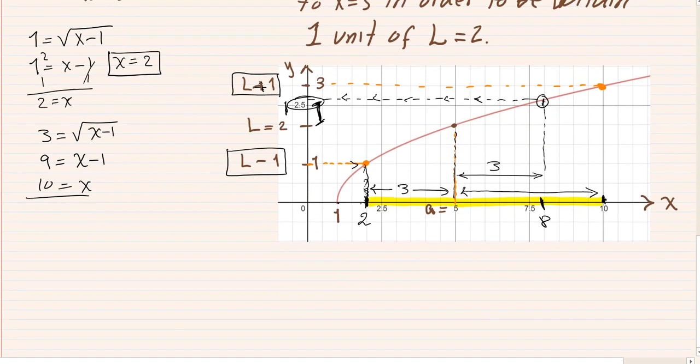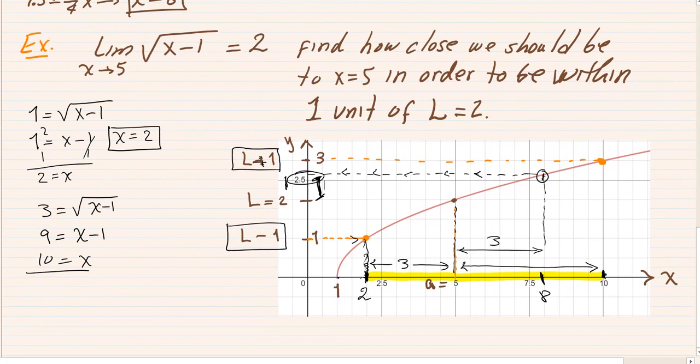So the answer to the question, find how close we should be to x equal 5 in order to be within half a unit of L. The answer is going to be, let me write it using a different color possibly, within 3 units. That's how far we should be, within 3 units of that. And that completes this example.